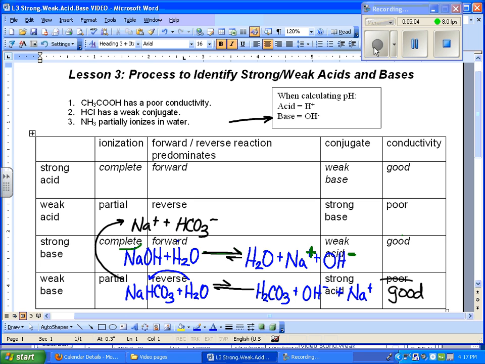Let's go ahead and go up here to number 3. NH3 partially ionized. This word right here indicates to me that it's weak. And I know that NH3 is a Lewis base, having the dots. Hope that helps. Look at them a couple of times.